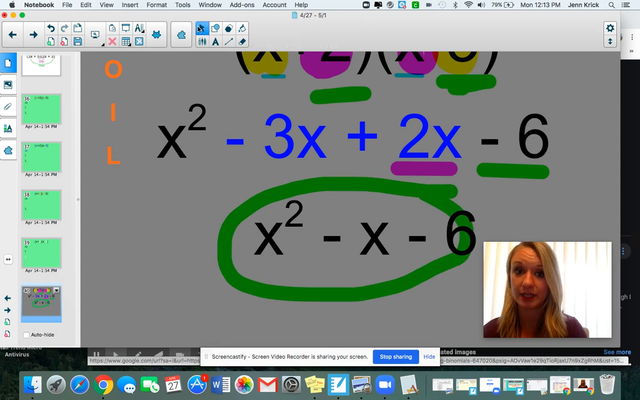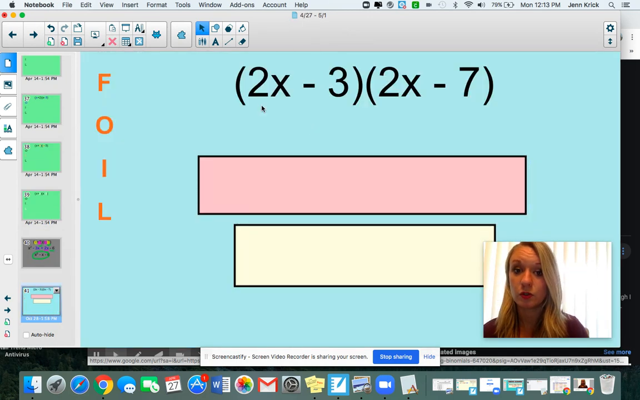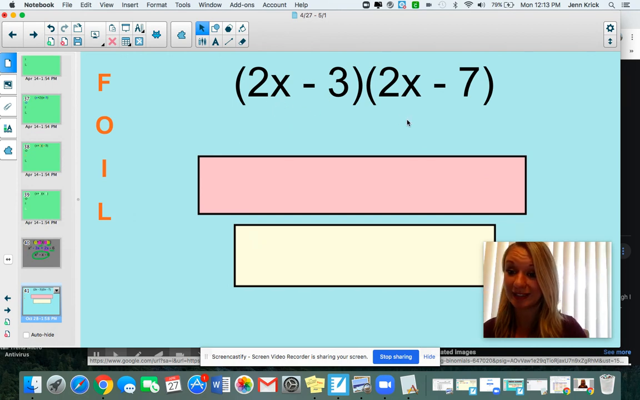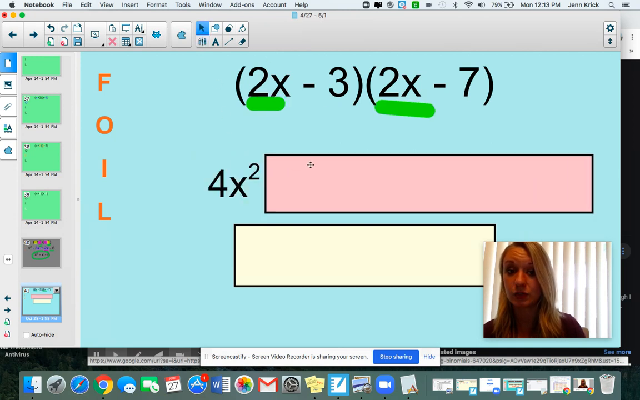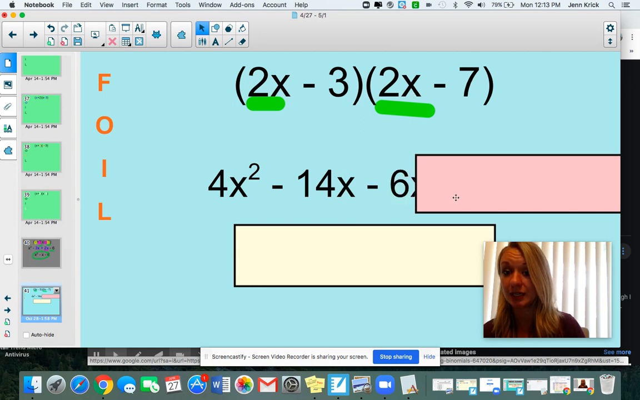Let's look at another one together. Make sure you still have your notebook out and you're writing these down. All right, we're multiplying two binomials. That should be your cue, like, hello, I need to use my FOIL process to do so. So F stands for first, which means that we're going to be multiplying 2x times 2x. 2x times 2x is 4x squared. Okay, don't forget the squared. Outer terms, 2x and -7. -7 times 2x is -14x. Inner terms, -3 times 2x, which is -6x.